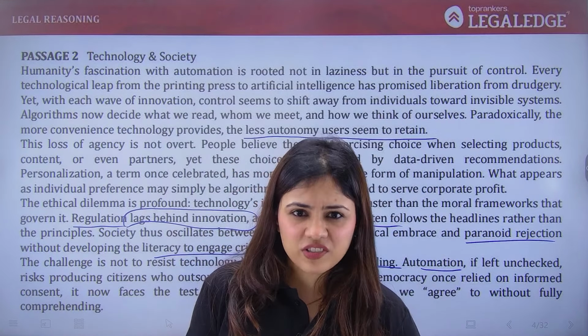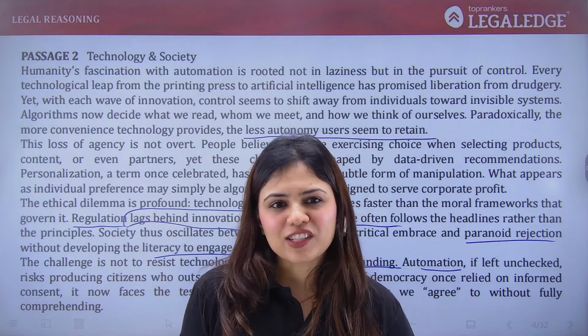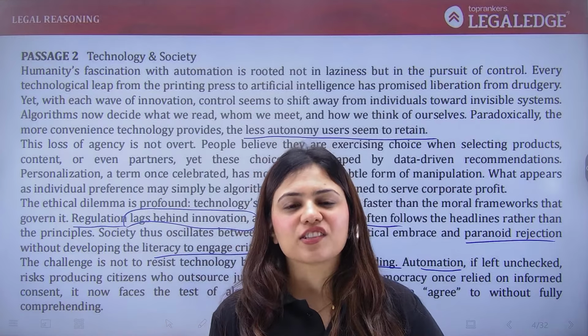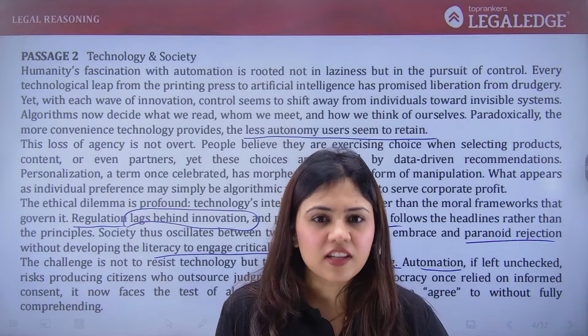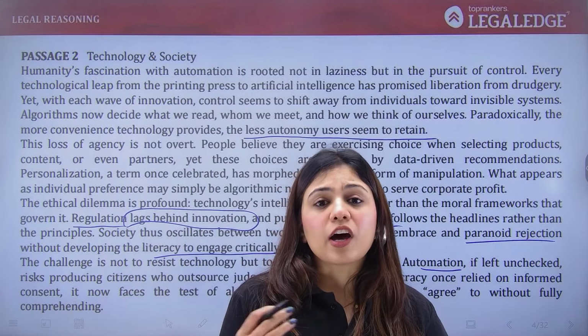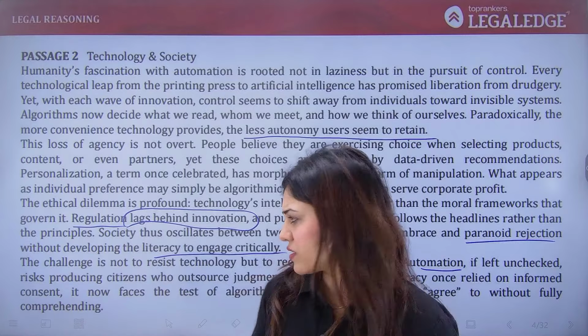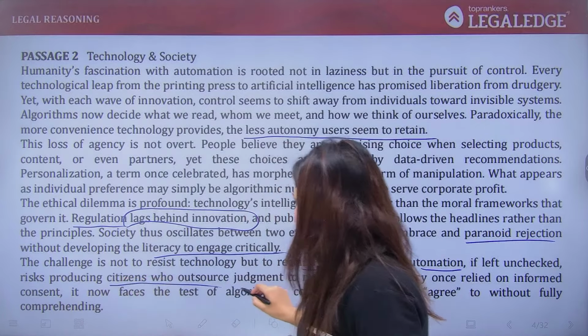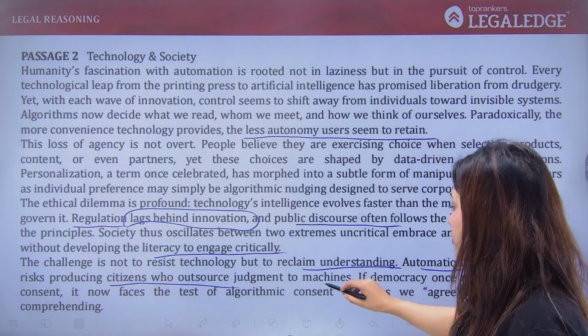If you do not check your robots, they might someday rule the world. That's what we all fear. Artificial intelligence is going to be the death of us. Why do we believe that? Because if we do not check it, regulate it, there are going to be massive repercussions because of it. So here, as we can see, producing citizens who outsource judgment to machines.